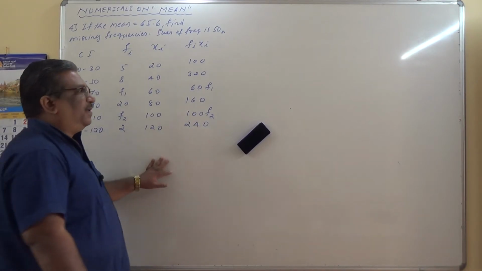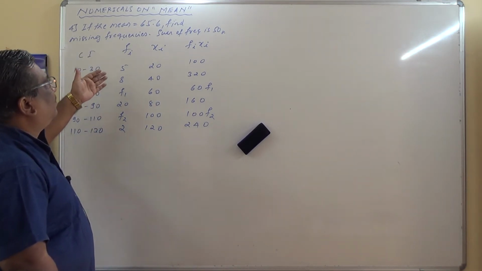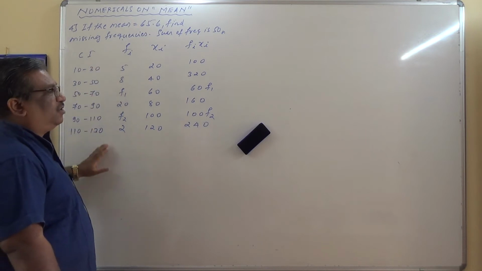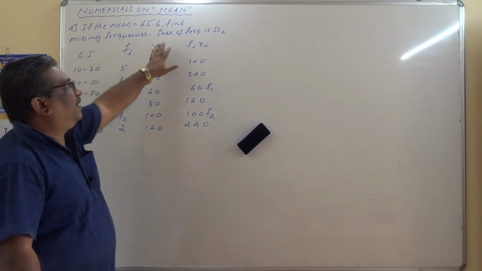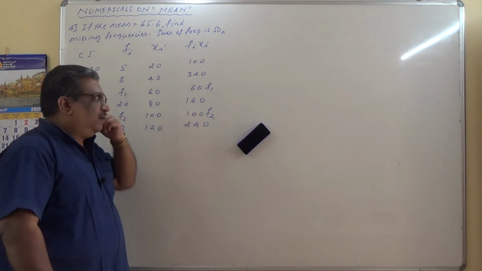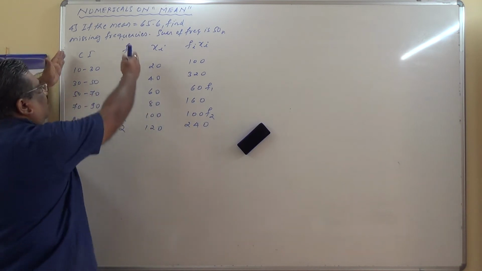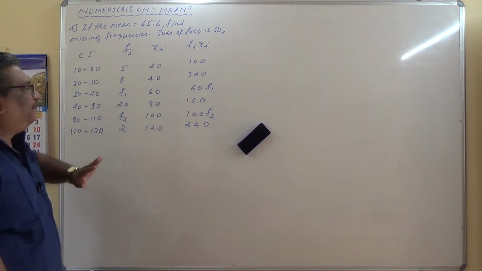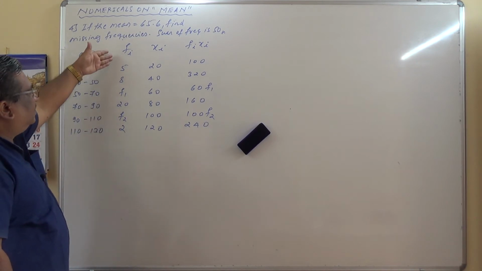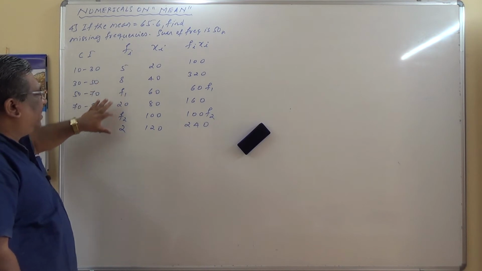Here there is one more typical sum. If the mean is 65.6 of this particular distribution, we have to find out the missing frequencies and the sum of the frequencies given. See here, I have prepared these two columns already, but before that you will be given only these two columns, the class interval and frequency. This frequency contains two missing frequencies and we need to find out F1 and F2.